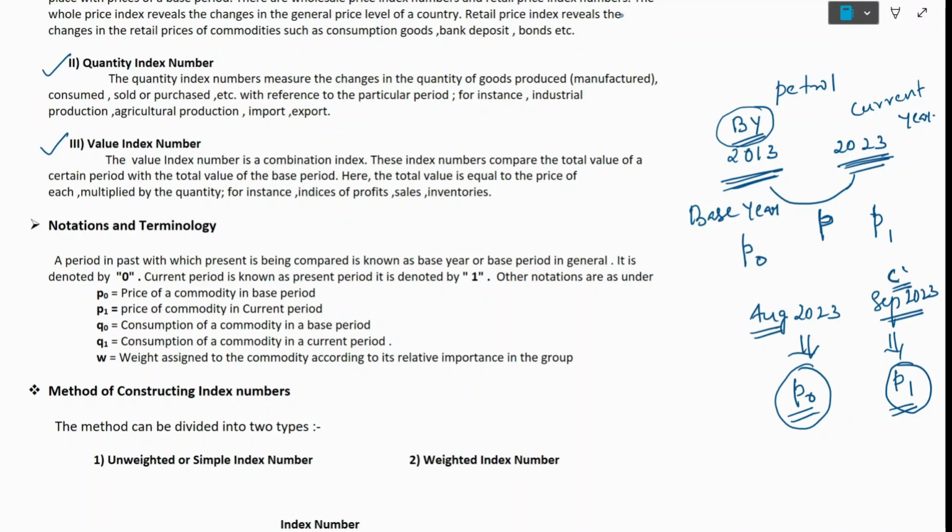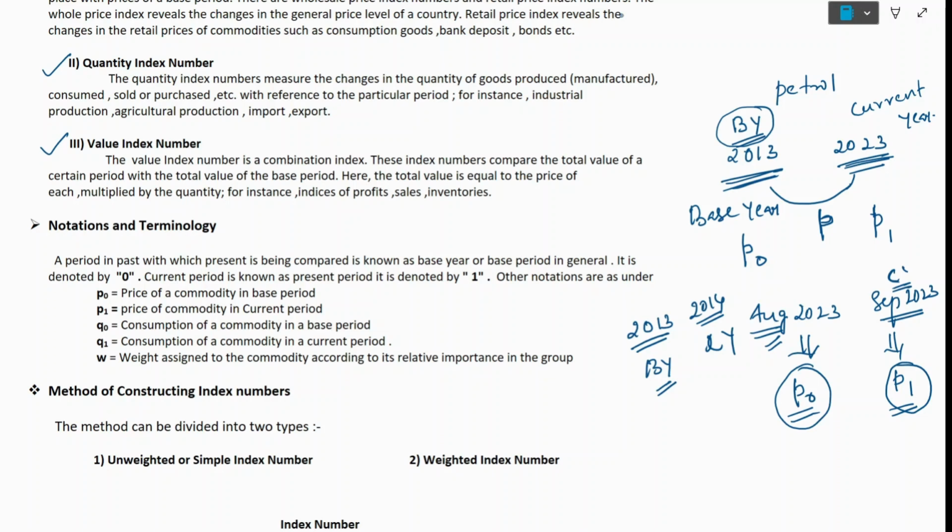Now see, it is not necessary that P1 means the current year. Suppose you are comparing the 2013 petrol price with the 2014 petrol price. Here the base year is 2013 and the current year is 2014. Therefore, this is a period. Base year means year in years, but it can be month, it can be days. That means if today's price is compared with yesterday's price, that period is mentioned. Period can be year, month, or days, etc.